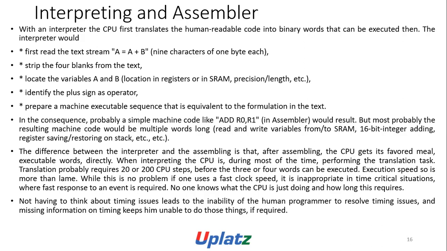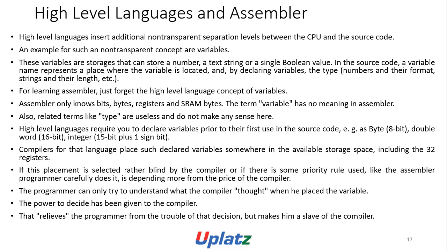While this is no problem if one uses a fast clock speed, it is inappropriate in time-critical situations where fast response to an event is required. No one knows what the CPU is just doing and how long this requires. Not having to think about timing issues leads to the inability of human programmers to resolve timing issues. And missing information on timing keeps him unable to do those things if required.